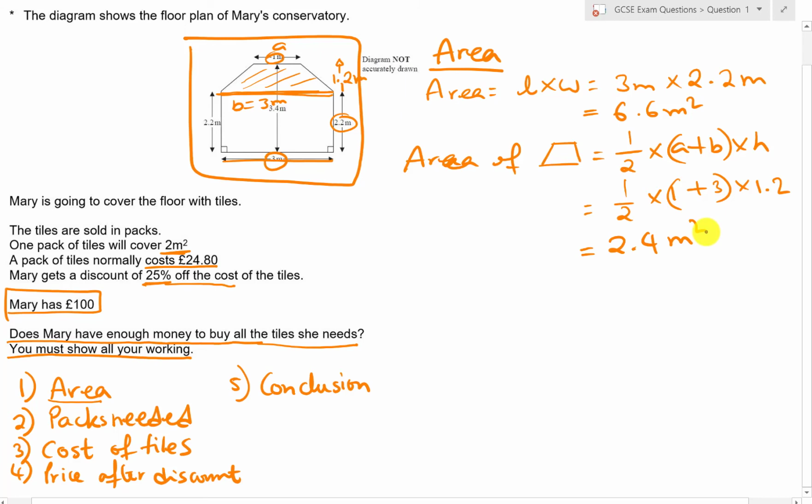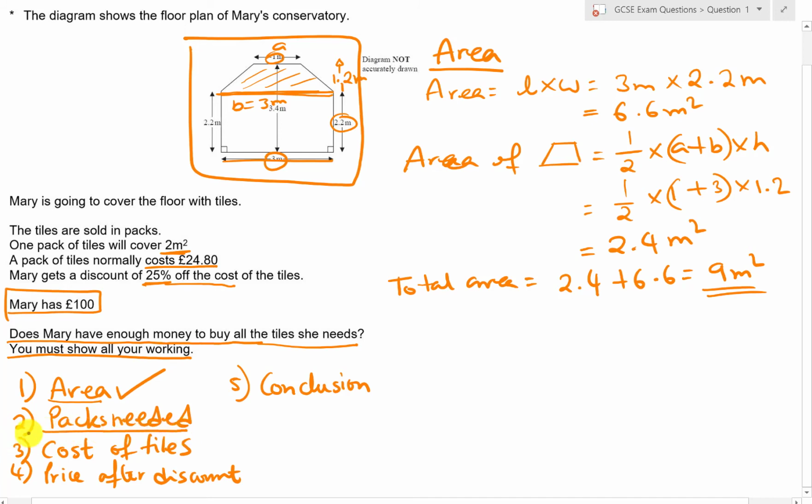So we found the area of the trapezium part, the top part. Now let's find the total area. So total area is going to be 2.4 added to 6.6, which is a total of 9 meters squared. Now we need to find out how many packs we need.